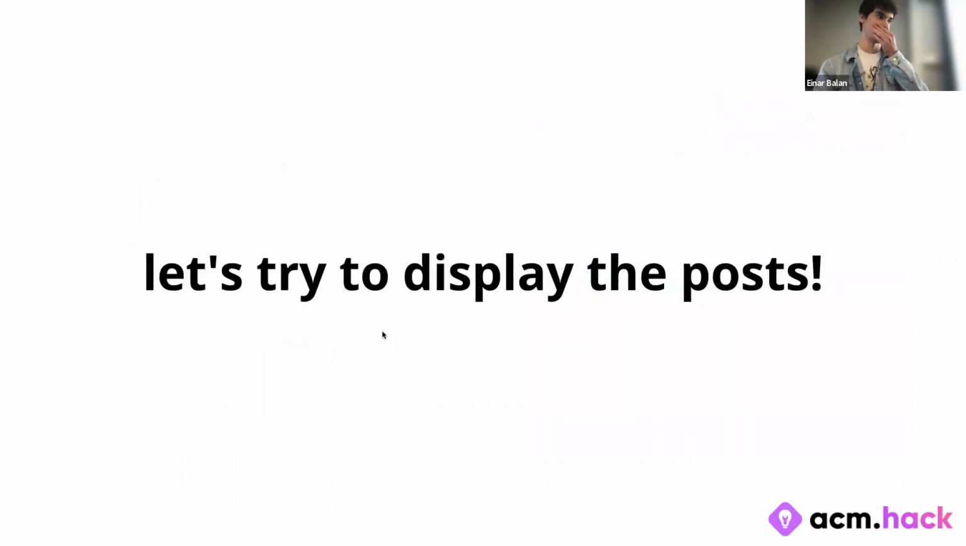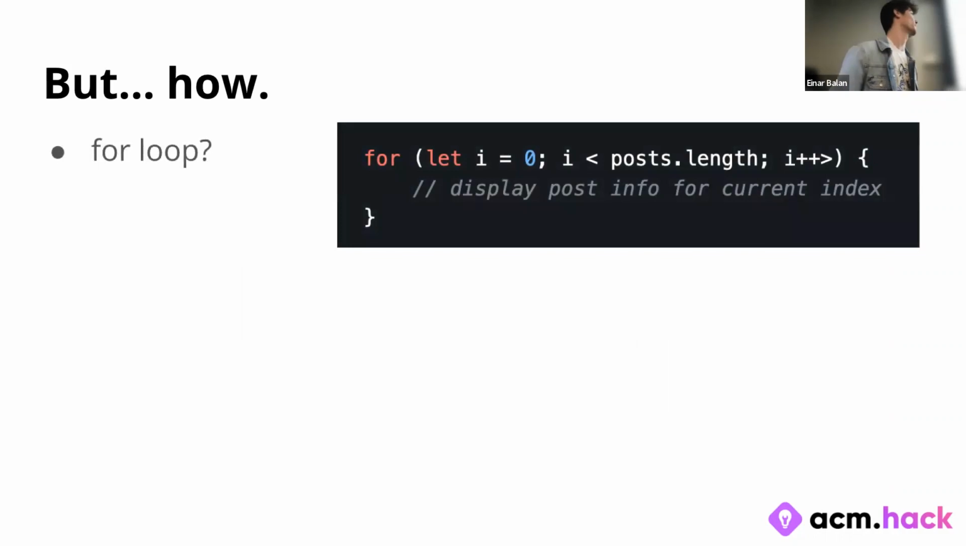Okay, so now that we've done that, we have our posts. We want to display them as our feed, right? But how would we do that? Your first thought might be something like a for loop. Potentially we could iterate through our post array one at a time and do something. I don't know what we would do, but we would do something to display each one, right?